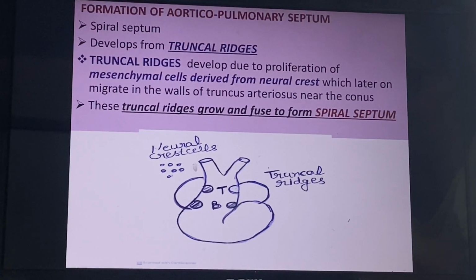These basically develop due to proliferation of the mesenchymal cells derived from the neural crest, which later on migrate in the wall of truncus arteriosus near the conus. So these truncal ridges grow and fuse to form the spiral septum. So the neural crest cells migrate to the truncus arteriosus and join to form the spiral septum, which is basically forming the aorticopulmonary septum.